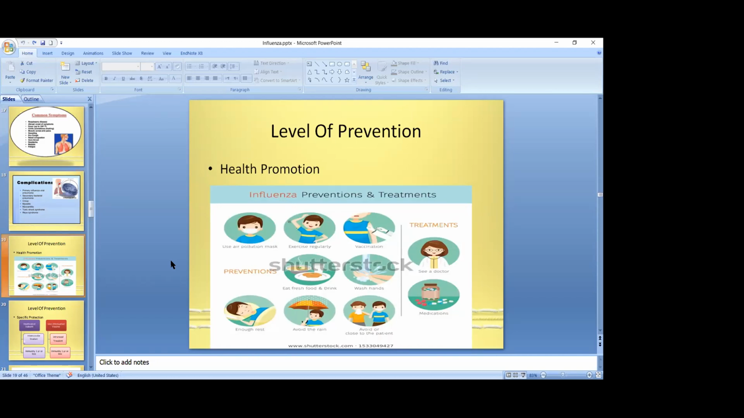Now we discuss the levels of prevention. There are three levels of prevention: primary, secondary, and tertiary. In the primary level of prevention, there is health promotion, and we can do health promotion by educating the people about wearing a mask, exercising regularly, getting vaccinated, eating good and healthy food, frequent hand washing, getting enough rest, avoiding the rain, and avoiding close contact with the patient.